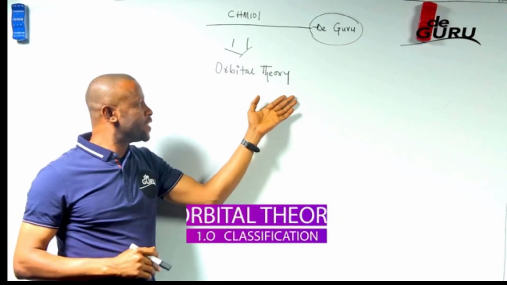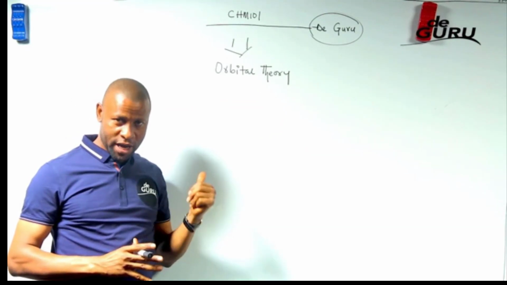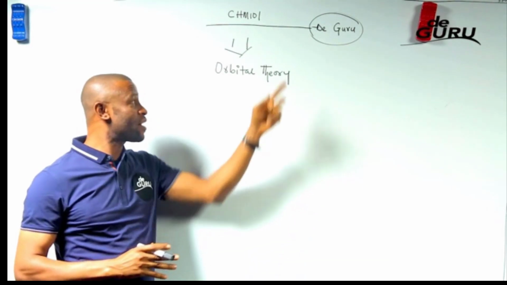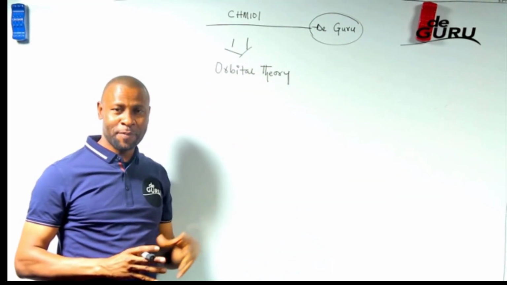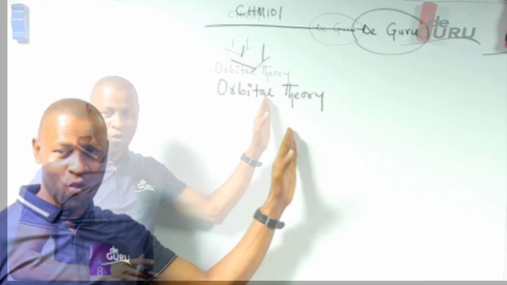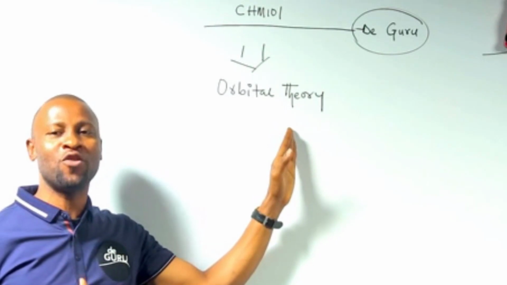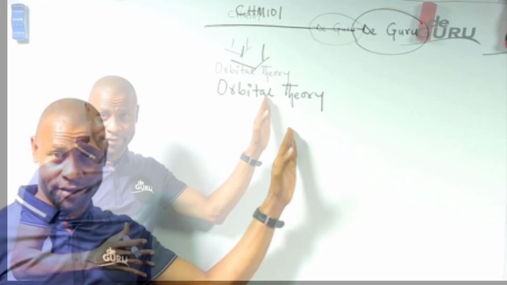Welcome to another aspect, a very powerful aspect of the show, Chem 101.1. This time around, our principal focus will be on orbital theory. We're going to present in a manner that you would want every topic in Chem 101 to become orbital theory.